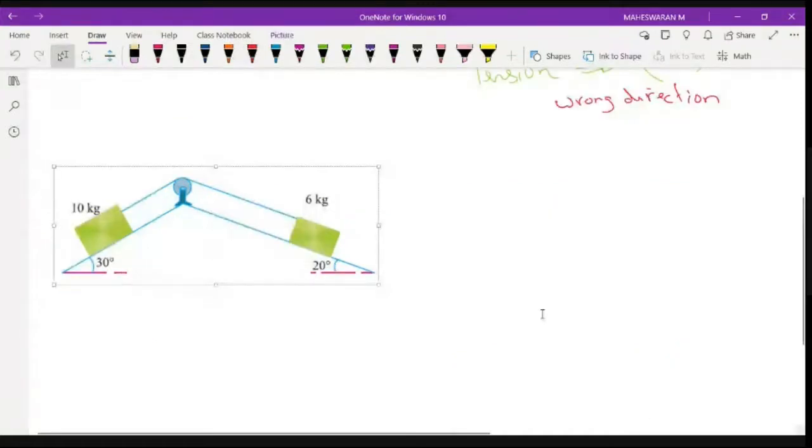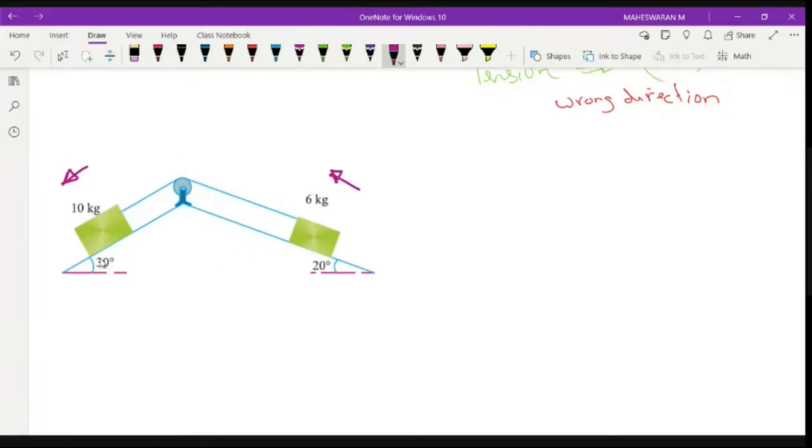In this case, I think there is no problem at all, because both weight as well as the inclination is on same direction. So I surely know that this block will be moving along this direction. In that case, this block will be moving along this direction. Okay, so we can easily solve it.